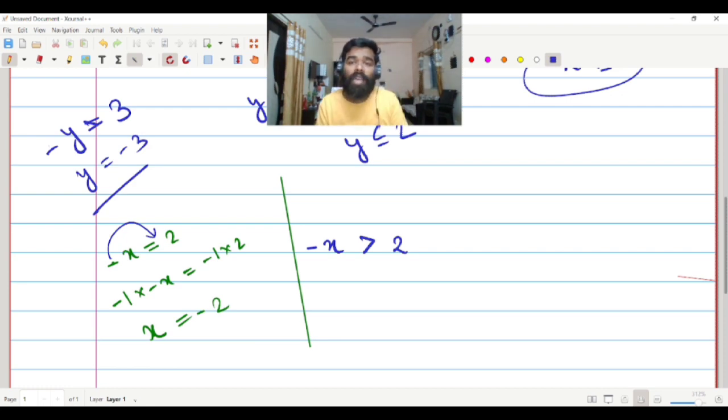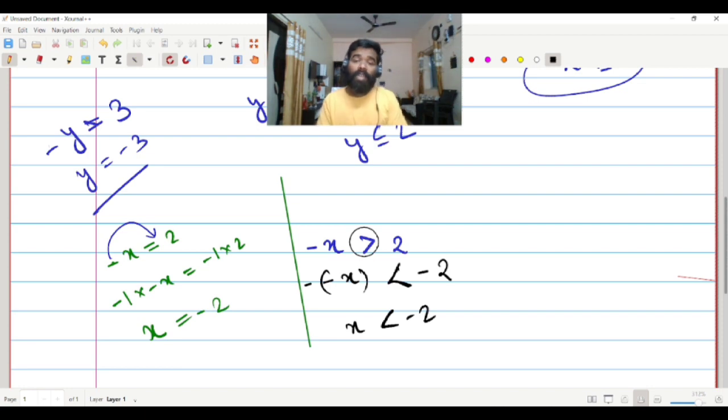But when we are doing this with inequation, the scenario completely changes. It is completely wrong if you directly take this minus to the other side. We need to take care of this. If you are multiplying by this minus on both sides, then the sign in between will change, meaning it will turn to the other side. So now it becomes x is less than minus 2.